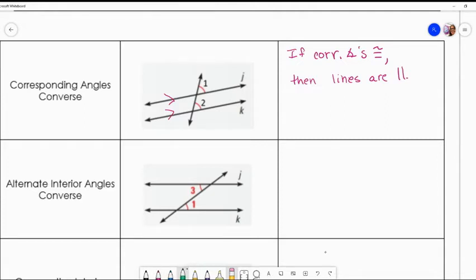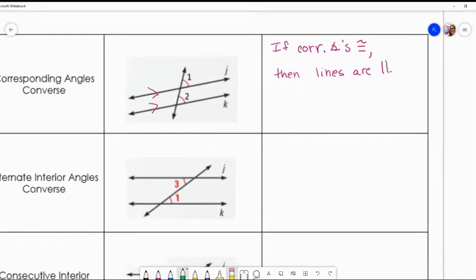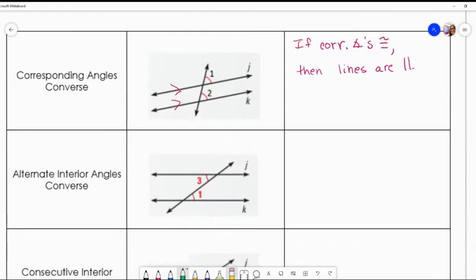Similarly, here we have two alternate interior angles, and they're both marked congruent. Well, we know that if the lines are parallel, alternate interior angles are congruent. So the converse says, if alternate interior angles are congruent, then the lines are parallel. And so I can mark them parallel because we know that'll be true.